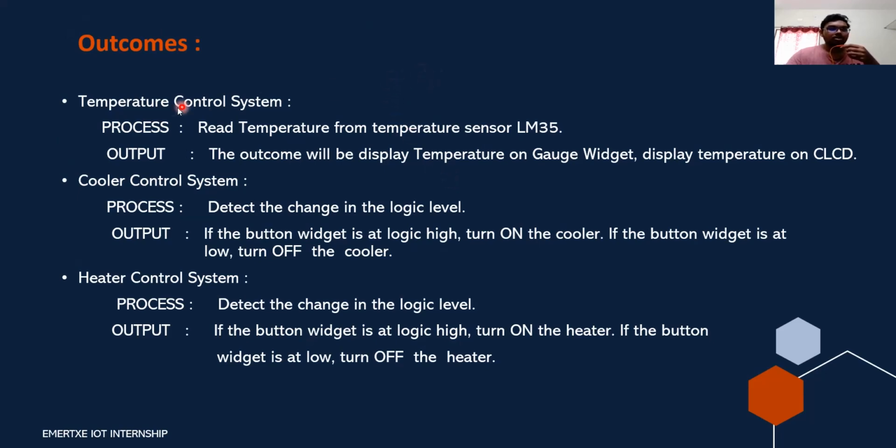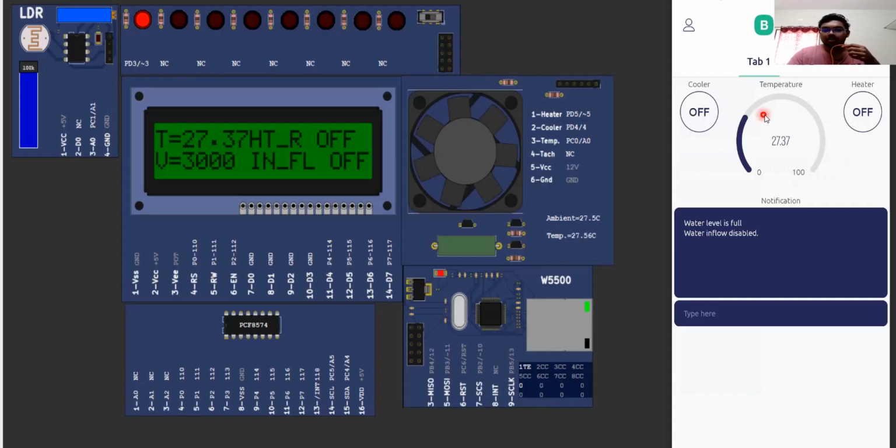So the outcomes. For temperature control, the outcome will be to display the temperature on a gauge widget and display the temperature on the LCD. So in hardware, it will be displayed on the LCD, and in the mobile app, it will be displayed as a temperature gauge, like this.